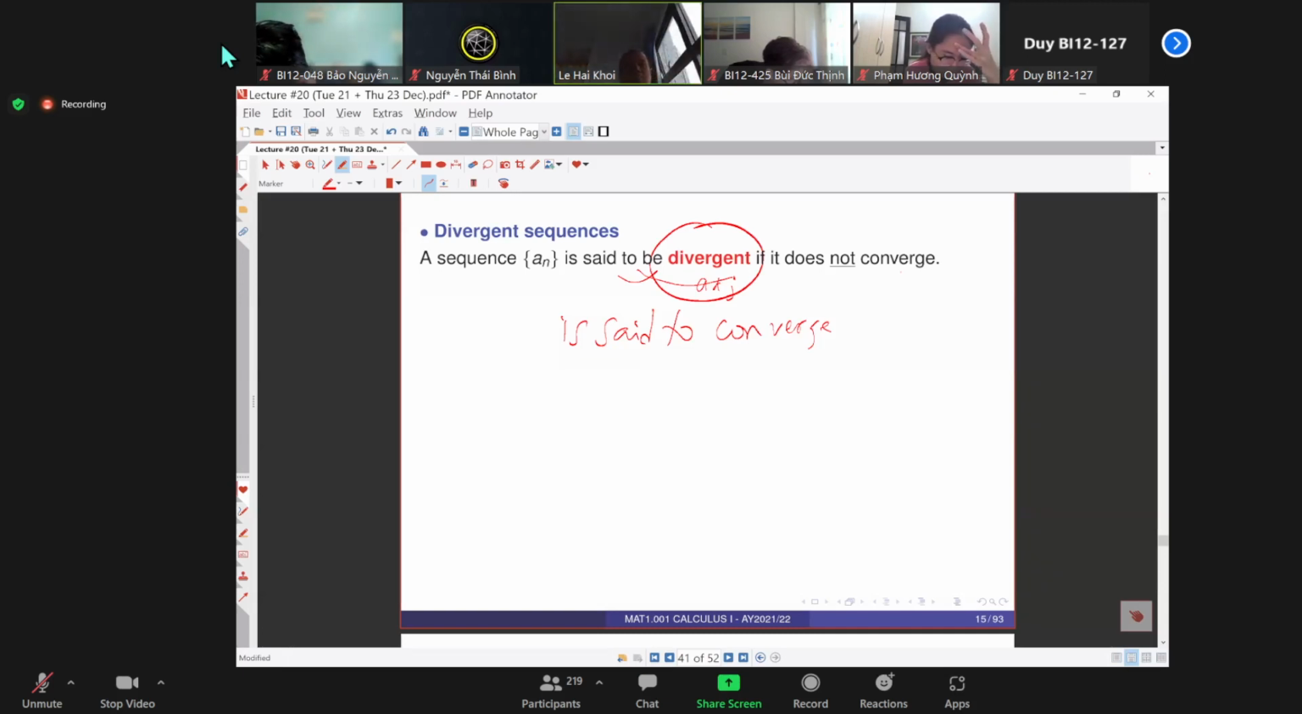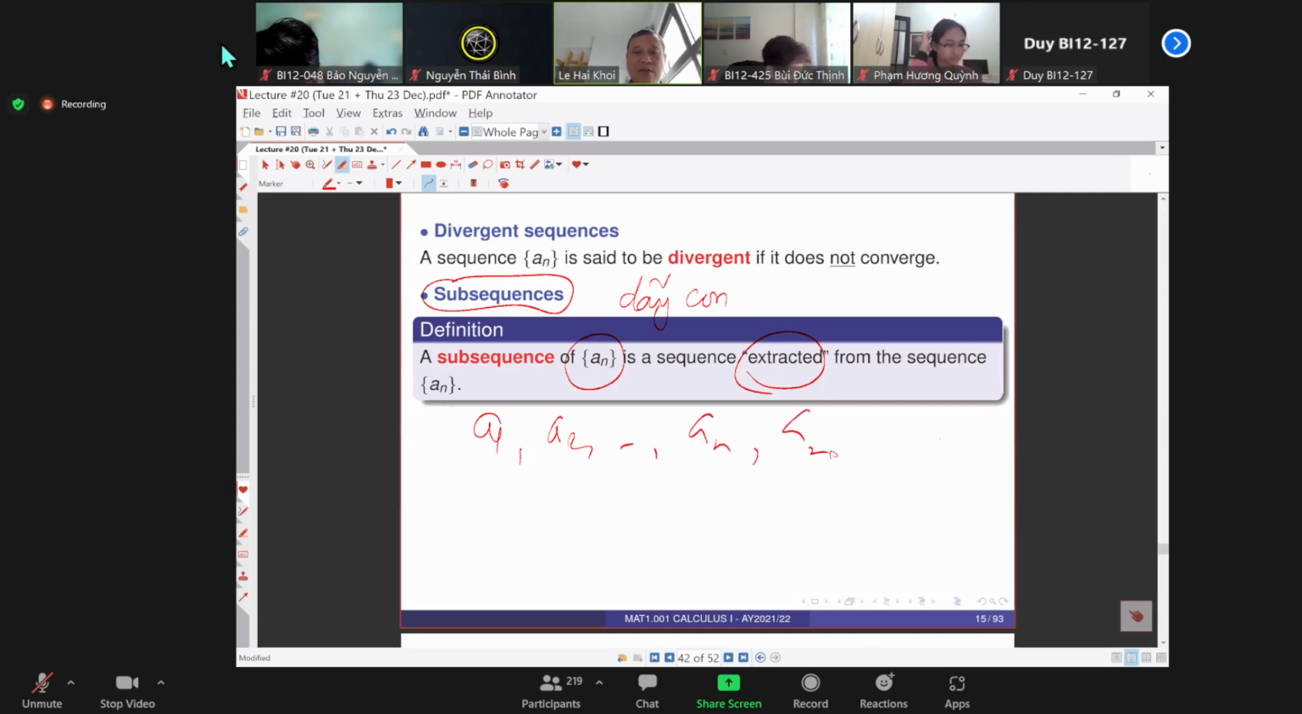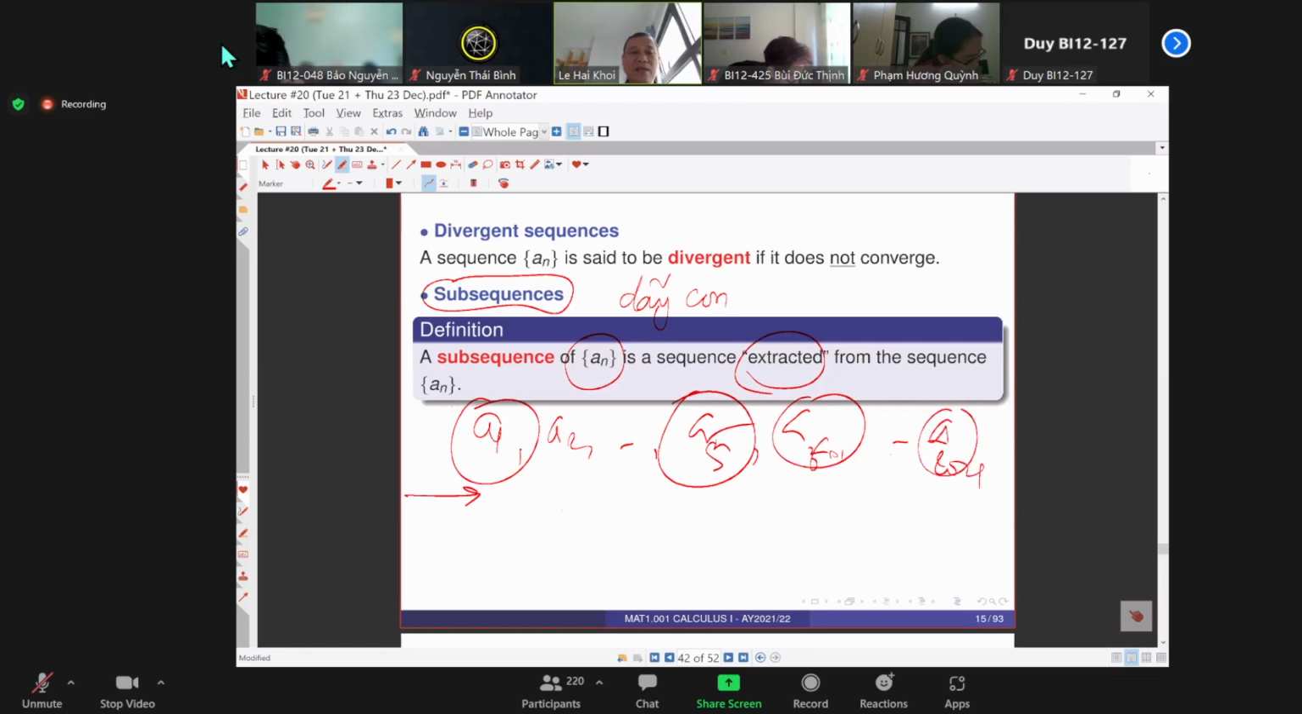Okay? So, and for that, you have the following interesting new notion. Subsequence is called a dãy con. The given sequence, you can think of it as the parent sequence. So what is a subsequence? A subsequence is a sequence extracted from the given one. You can imagine you have a1, a2, a_n+1 and so on. Now you take them in order from the left. You take a1, then a5, then a6, then a2021, and so on. Those chosen in order are called a subsequence.